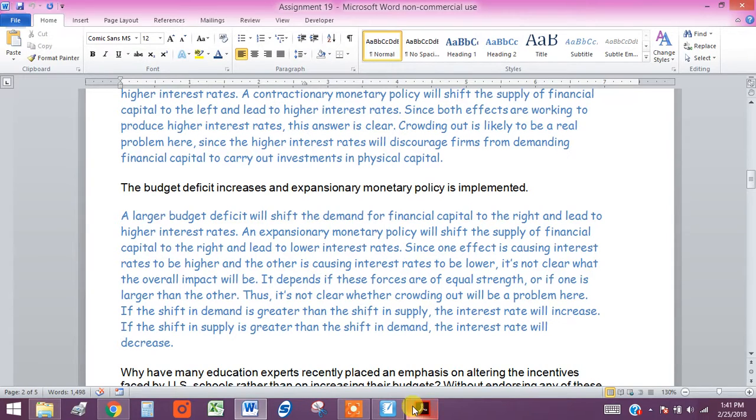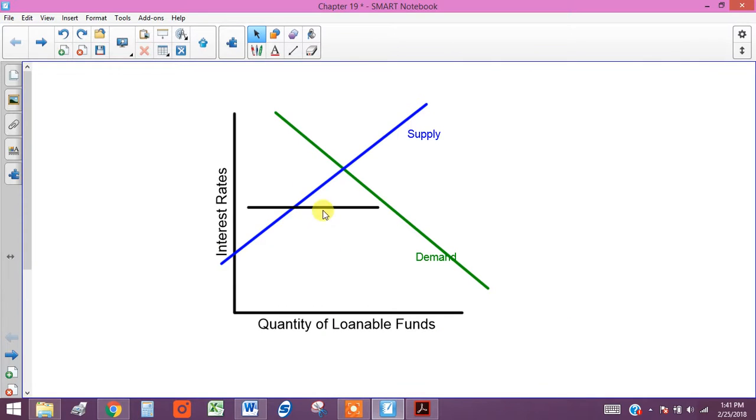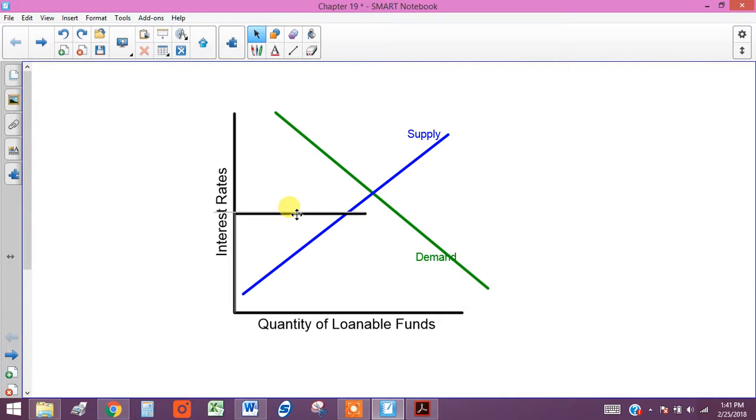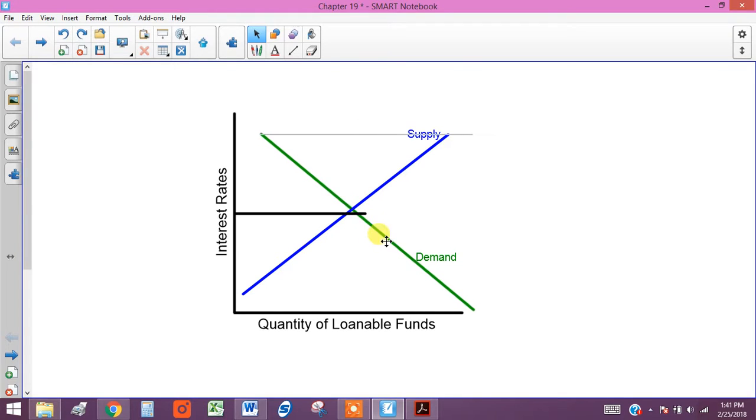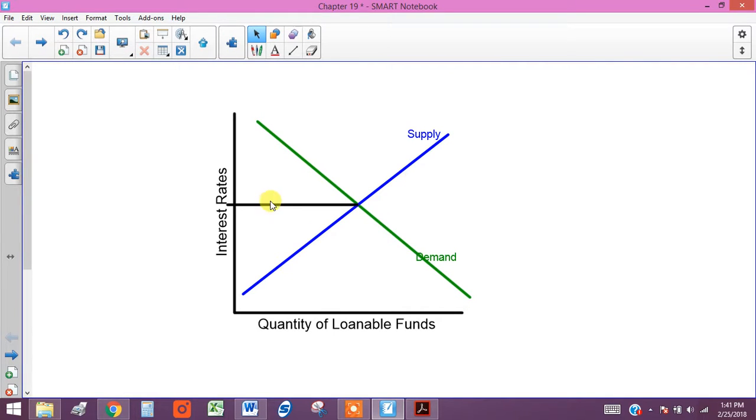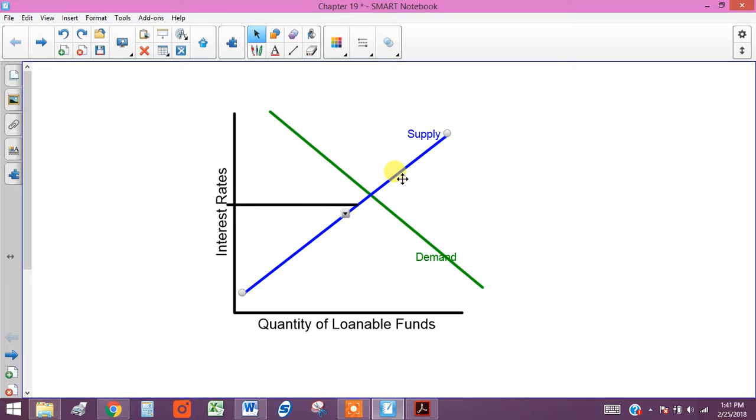So if we go back and look at our graph right here, let's just start at equilibrium. If this is where we start, and the budget deficit goes up, which causes demand to shift here, and then we use expansionary monetary policy, which causes the supply to shift right, we could actually end up with the same interest rate if they shift just like I have right here.